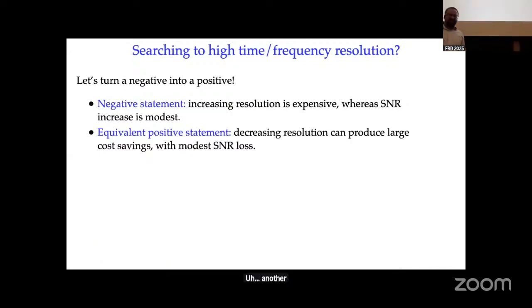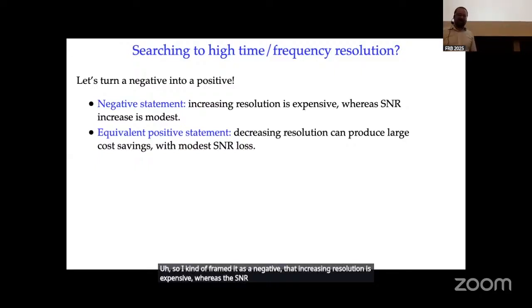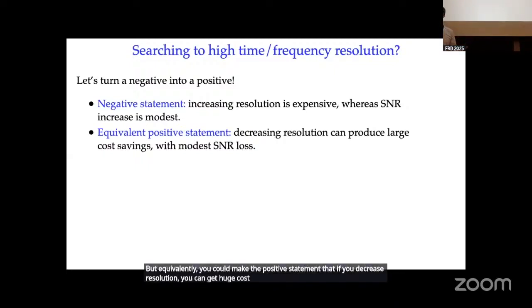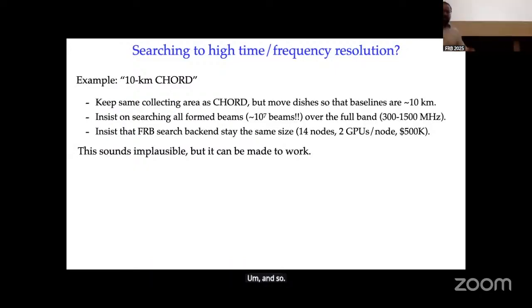Another way of thinking about this is, you could try to turn a negative into a positive. So I kind of framed it as a negative, that increasing resolution is expensive, whereas the SNR increase is modest. But equivalently, you could make a positive statement that if you decrease resolution, you can get huge cost savings with modest SNR loss. And so here's just a toy example to illustrate.